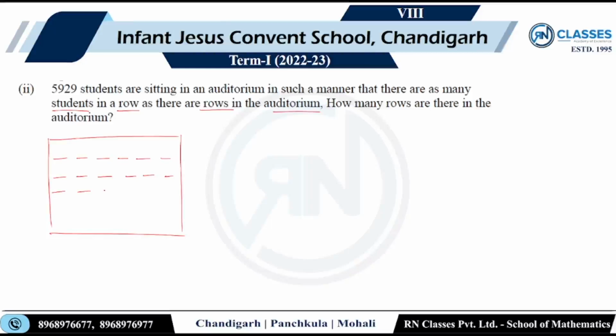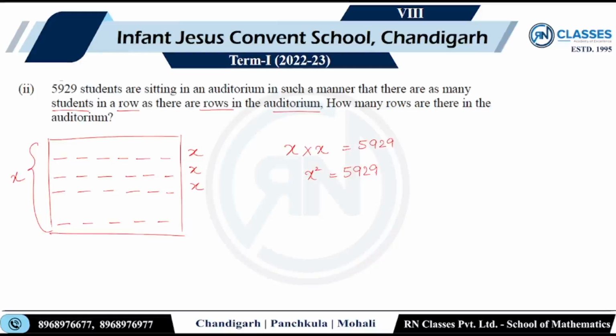So in one row I don't know how many students will sit. I'll take it as X. Second row maybe there are X students. Third row maybe there are X students. Now how many rows are there? Can I find the total number of students sitting in an auditorium? Yes. X rows, and in each row X students are sitting, so X into X is equal to 5929. Means X square is equal to 5929.